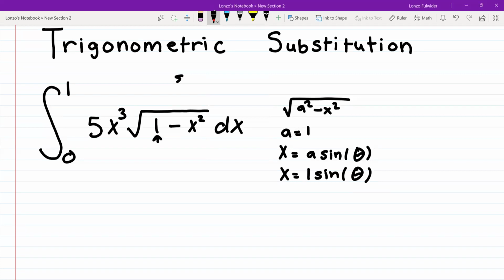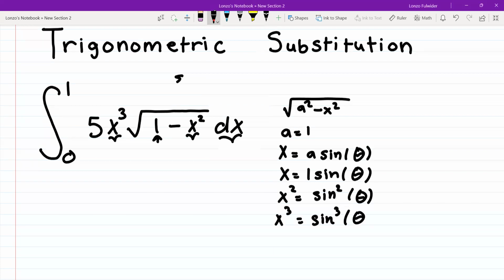Okay, so what do we need? Well, we have our x, we need x squared, we need x cubed, and we also need dx. So let's find those out real quick. x squared is squaring 1 times sine theta, so that would be sine squared theta. x cubed is cubing this whole thing, so what's 1 times sine theta cubed? It's just sine cubed theta.